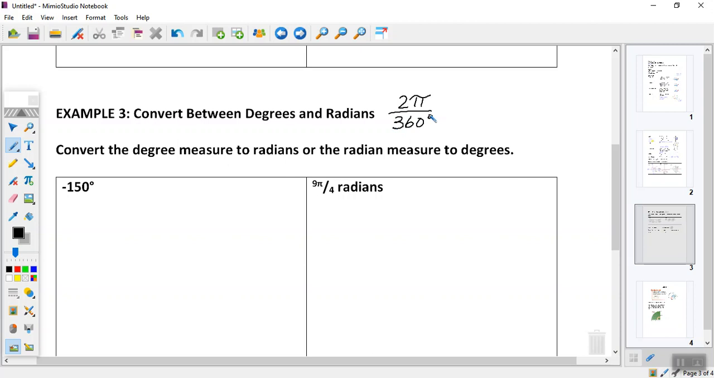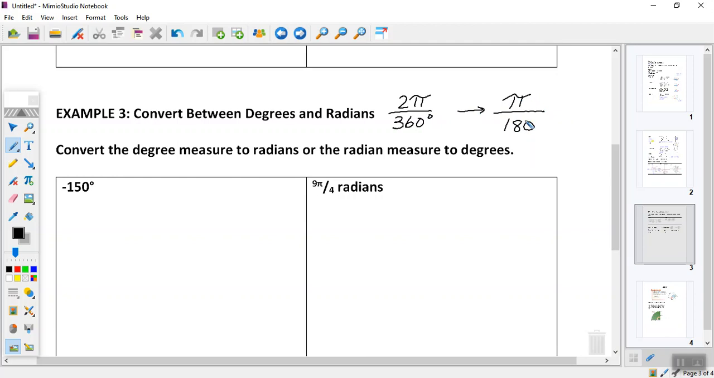Okay? So here's the kicker today. 2 pi radians is 360 degrees, and I wrote it in a ratio form like this. Couldn't 2 over 360 really reduce? So you guys agree that for every pi radian that we have, how many degrees are there? 180. Okay. Here are your rules, kids.